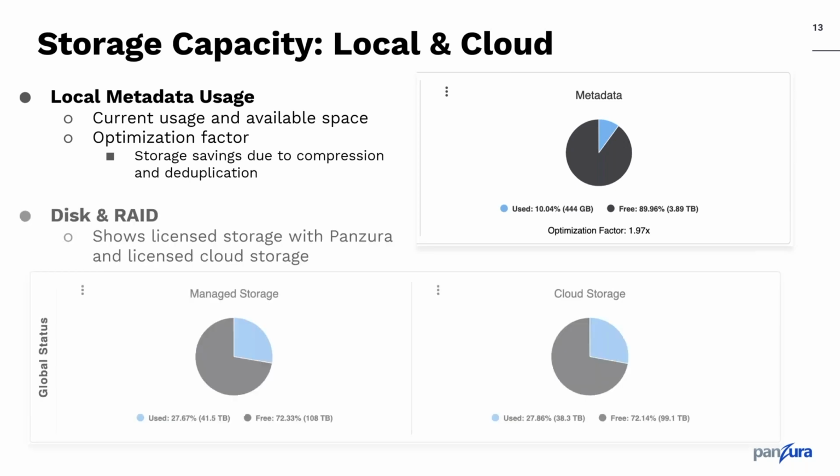Now, in addition to metadata as a primary indicator and a limiting factor, we also have our managed storage. This is our managed storage license, and it will indicate where you are in the overall license capacity that you purchased. And then we have cloud storage, and this represents and should reflect what you have available in this cloud bucket if you've isolated your cloud bucket to just Panzura. Otherwise, it certainly represents exactly what Panzura is using out of your cloud storage.